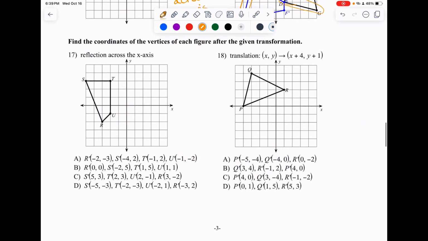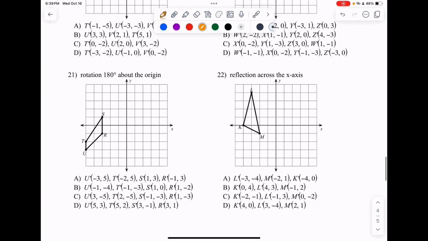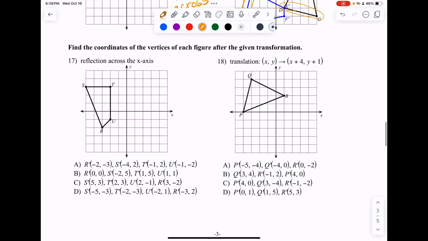Okay, for these last few questions, these are all multiple choice. But the idea is it's trying to get us to look at the specific letters and making sure that we match up the start and finish of each letter. So let's do some color coding again. We're going to reflect across the x-axis, which is this horizontal line.